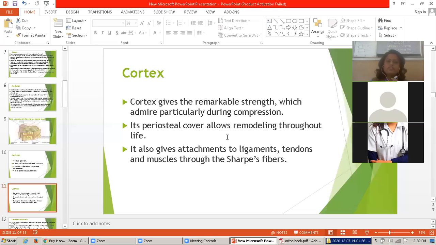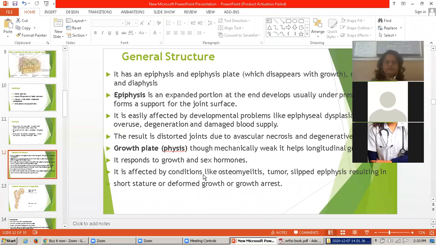Its periosteal cover allows remodeling throughout life. Remodeling of the cortex occurs throughout life, and it also gives attachment to the ligament, tendon, and the muscle through its sharpey fibers. The cortex has the sharpey fibers through which it gives attachment to the ligaments, muscles, and tendons. Then the general structure.